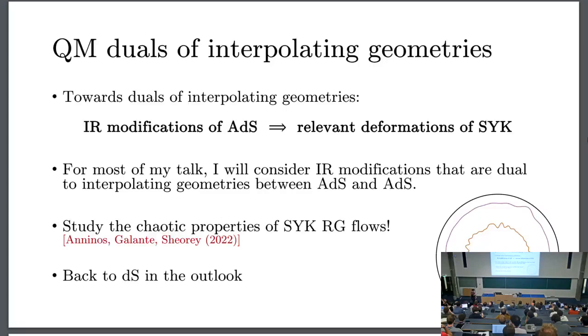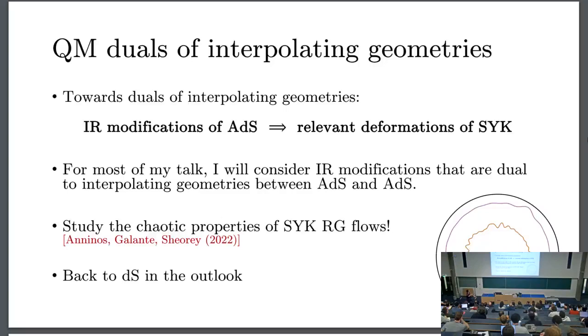All right. So how do we proceed in looking for duals of these interpolating geometries? We know that these are infrared modifications of anti-de Sitter. And therefore, we expect that we may need to consider relevant deformations of the SYK model that would influence the infrared. And for most of my talk, I'm going to consider infrared modifications that are dual to interpolating geometries not between anti-de Sitter and de Sitter, but between two different types of AdS, because these are better understood and they will help us develop the tools that maybe then can be used for interpolating geometries between de Sitter and AdS.